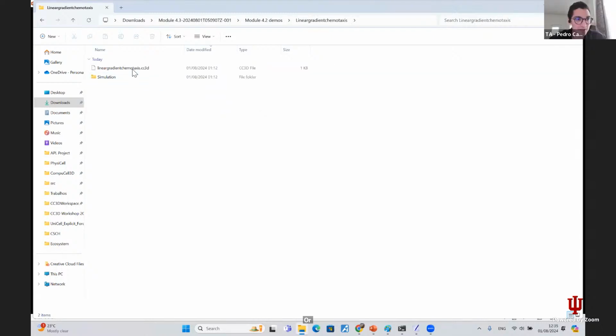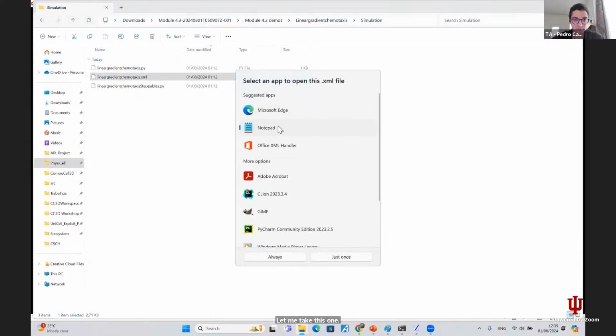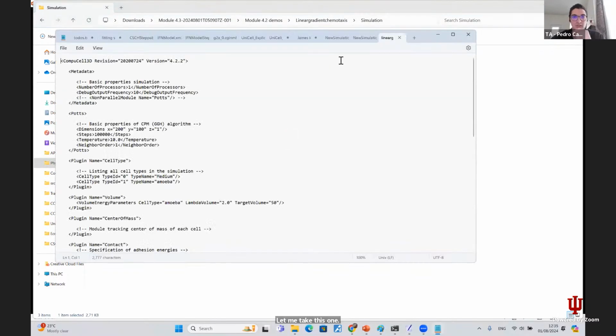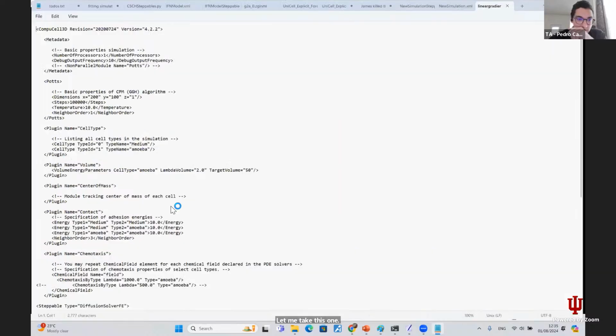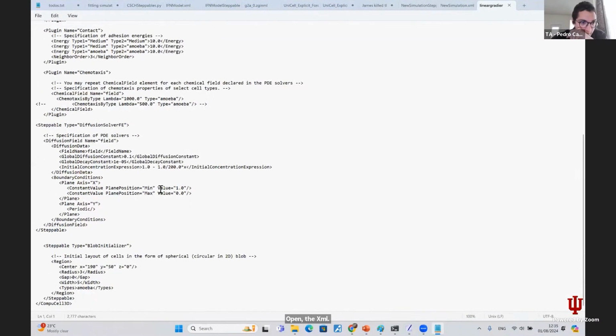Let me take this one. Open the XML. How is this looking? So here we have constant value in the minimum plane position 1. That's okay. And constant value 0 in the max. That's okay. Okay, so that line isn't in mine. I have to add that. That's okay. I'm adding it.